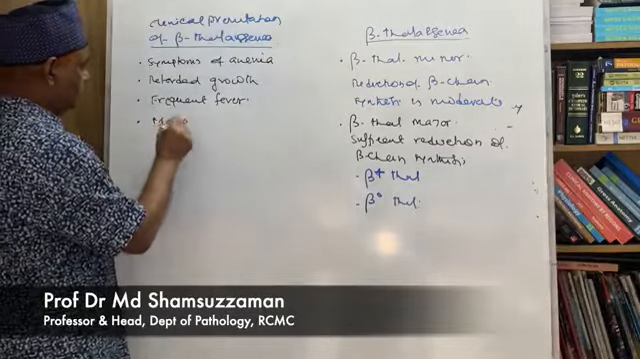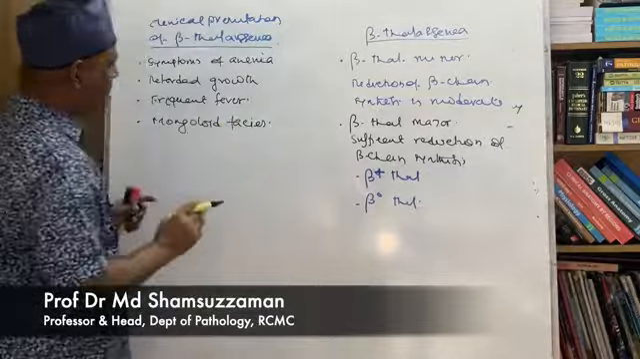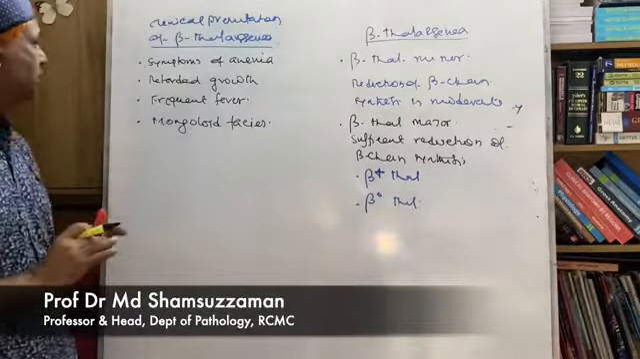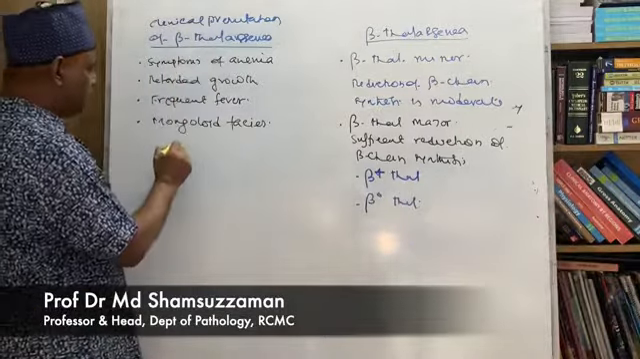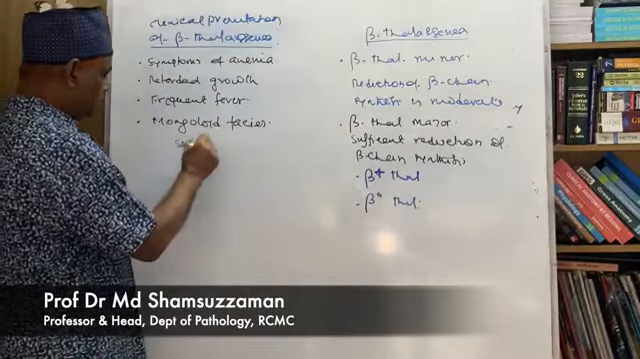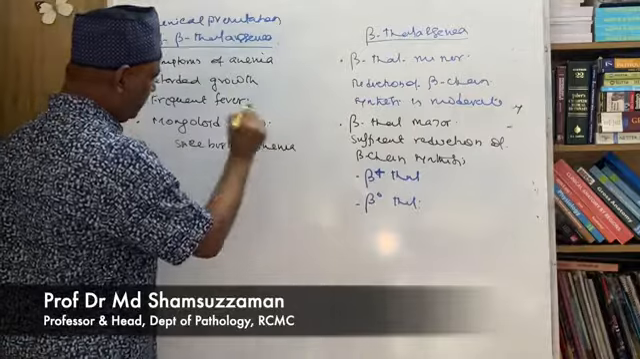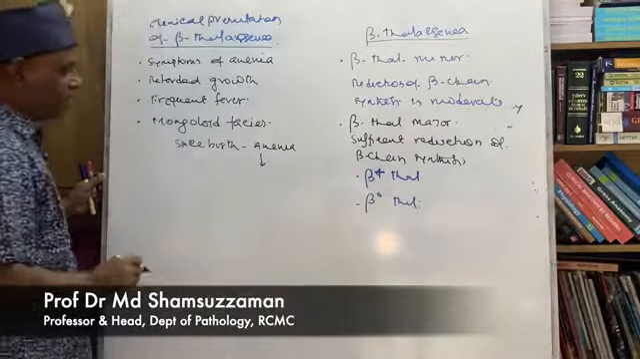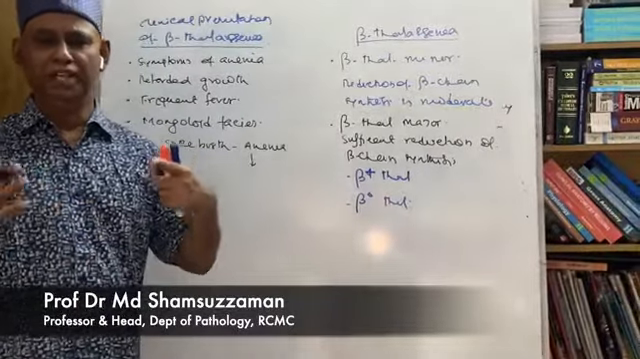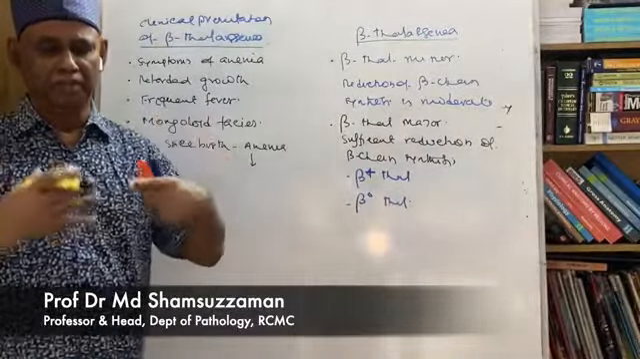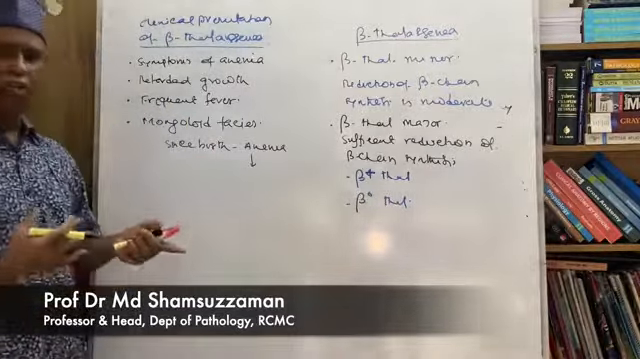Mongoloid facies. What does it mean? The face of that baby becomes mongoloid. How does it occur? Since birth the baby is anemic. What will happen? Within the blood, due to reduction of hemoglobin, the oxygen tension, or amount of oxygen in the blood, is reduced. So there is tissue hypoxia, cellular hypoxia.